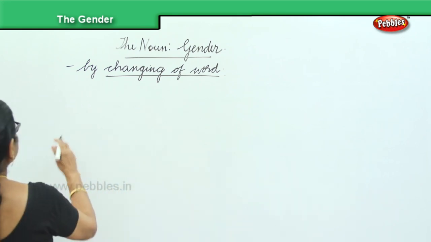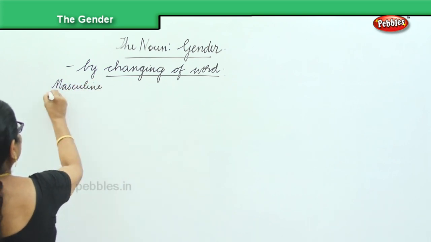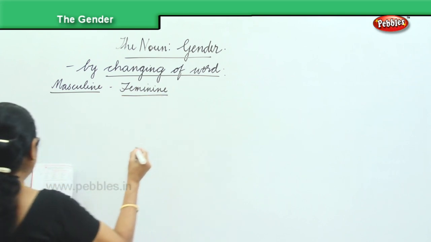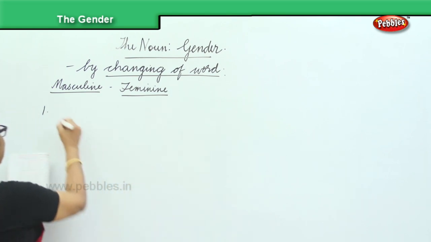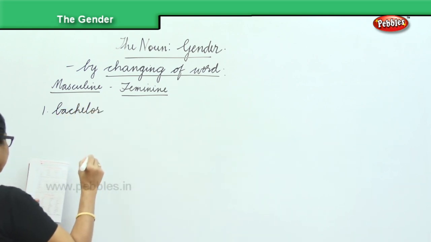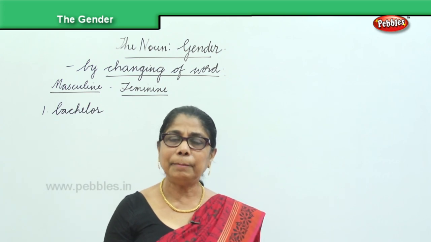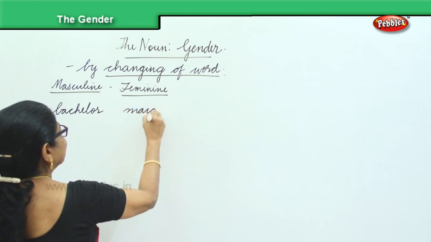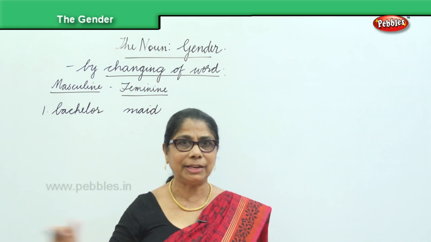So now, let's say masculine, feminine. The first word I have here is bachelor. This is a bachelor boy. A bachelor is a man who's not married, but for the female, complete change: maid. She's a maid. You can also say bachelor, spinster. She's not married.